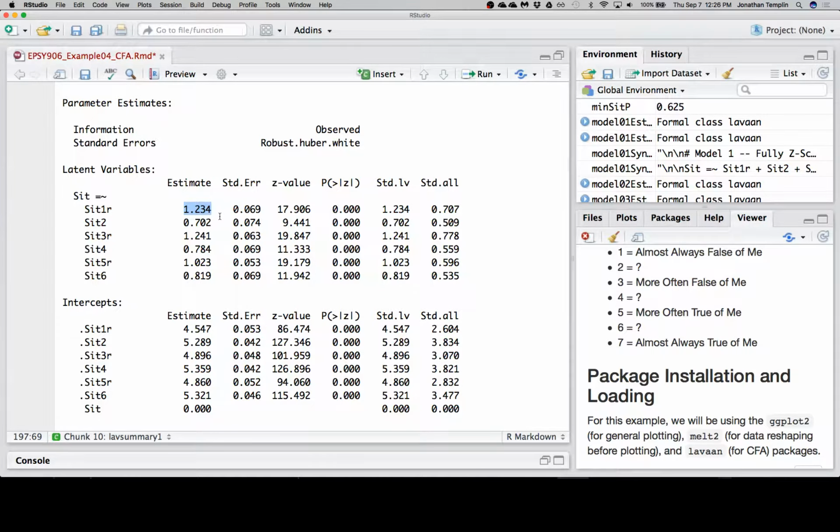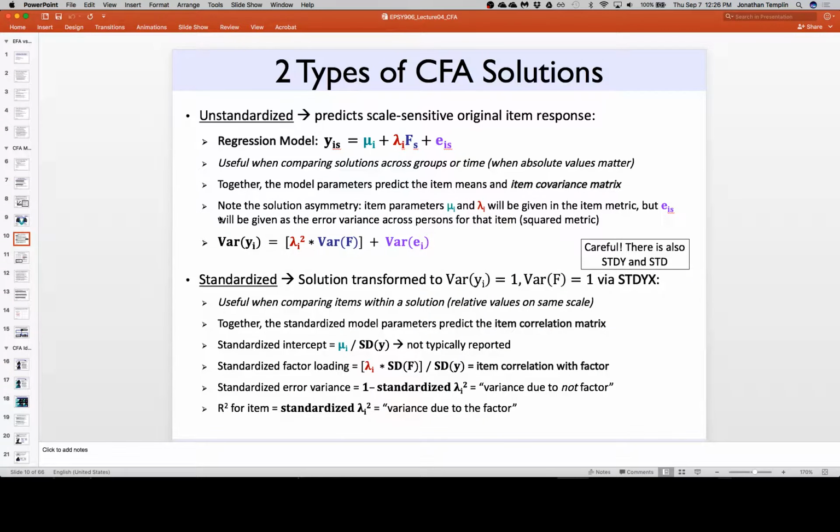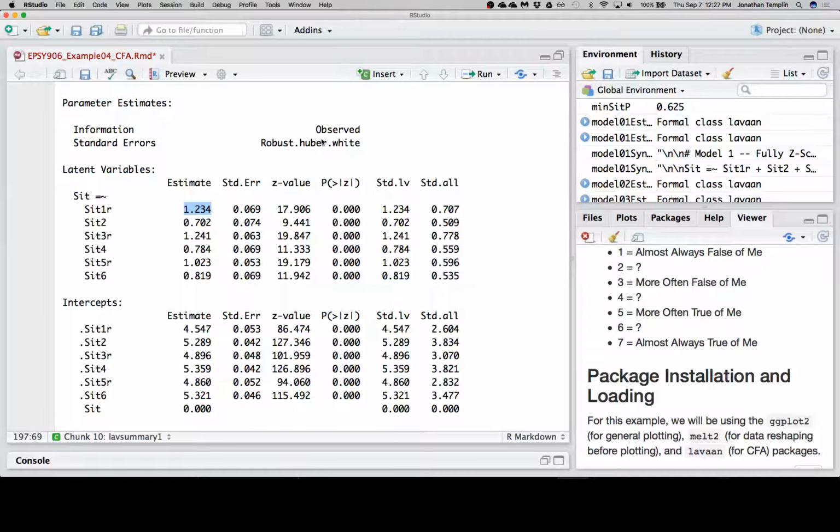So those are your factor loadings. Let me just double check where I'm at with my slides. And the unstandardized solution, the thing at the top, talks about each of these in sort of the raw metric of the variable itself. So factor loading that you see right there, let's take a look at sit1r. Does anyone want to describe it? It's a regression slope. Does anyone want to interpret it for me while I take a drink?